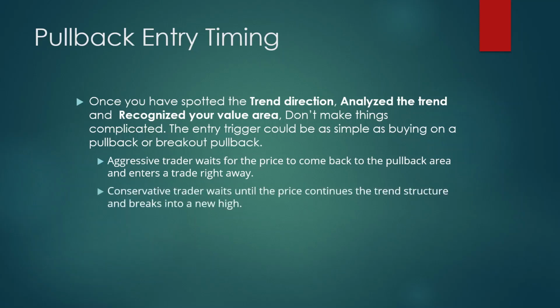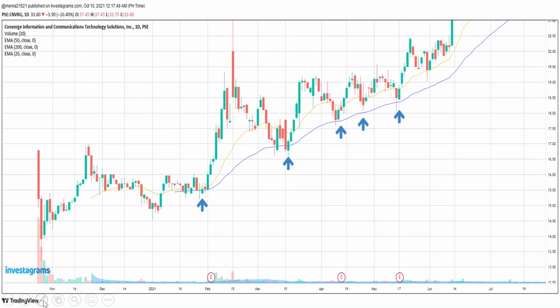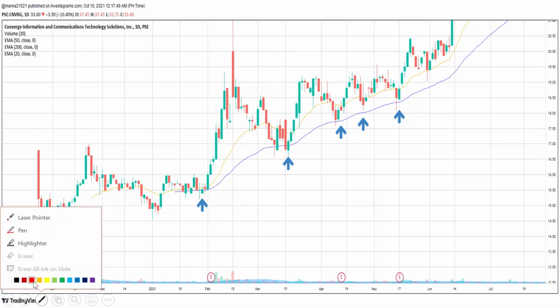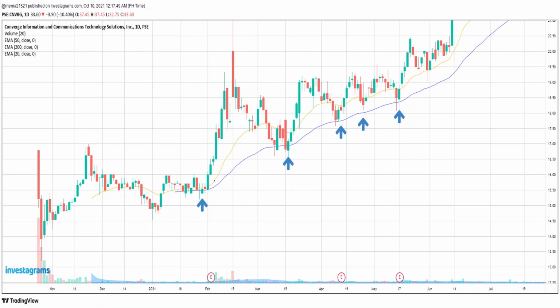While a conservative trader waits until the price continues the trend structure and breaks into a new high. Okay, say for example, itong si Converge. So yung mga aggressive trader usually nag-enter here or in this level. Okay, so once mag-pullback, enter the trade, or ito naman sa kabila, kapag nag-pullback, enter the trade. So yun yung mga aggressive trader.